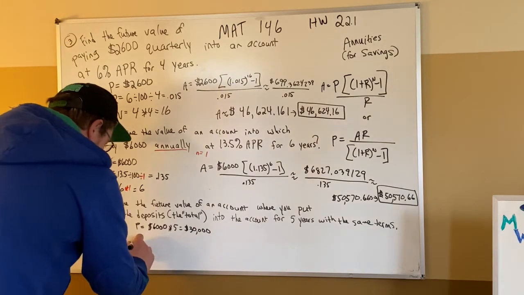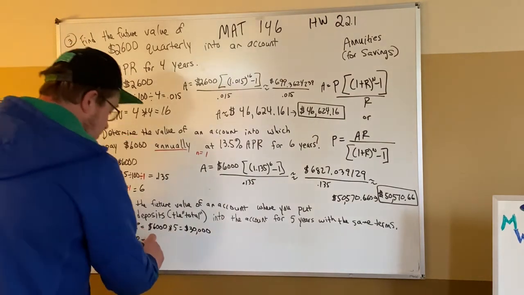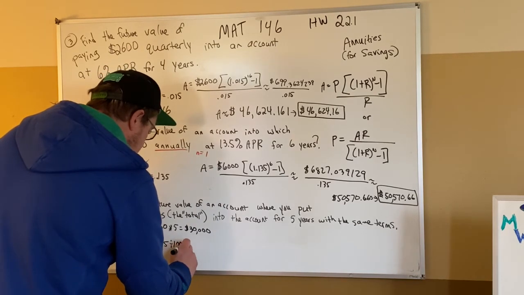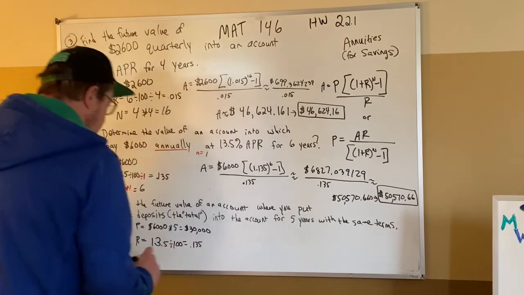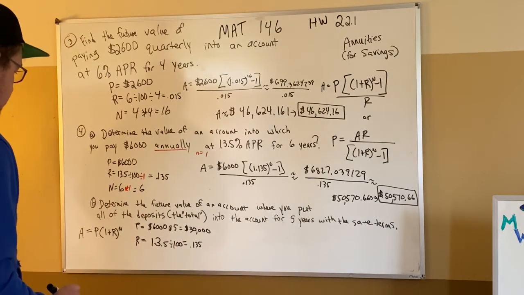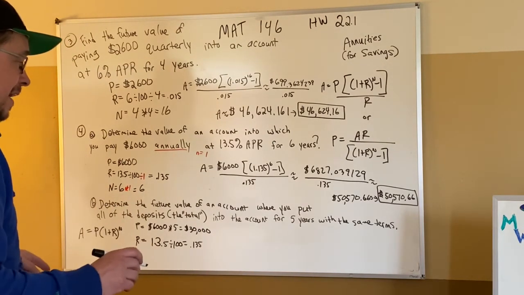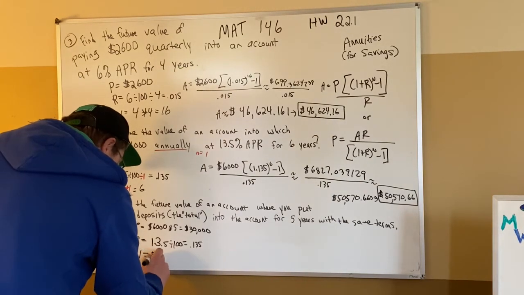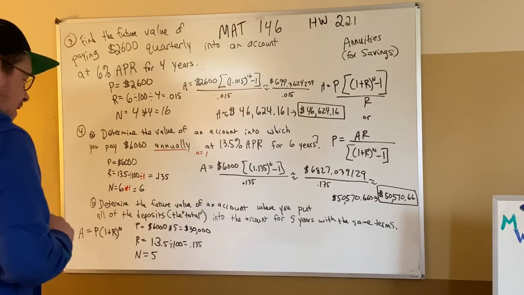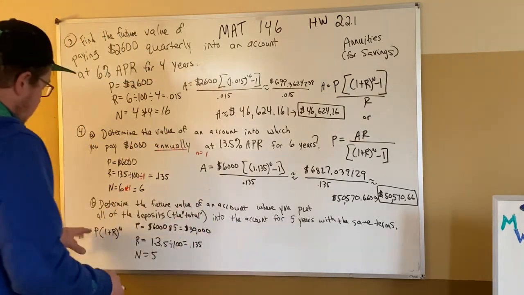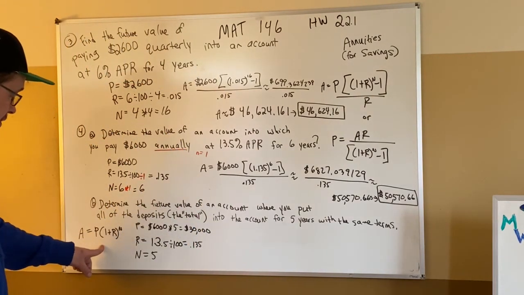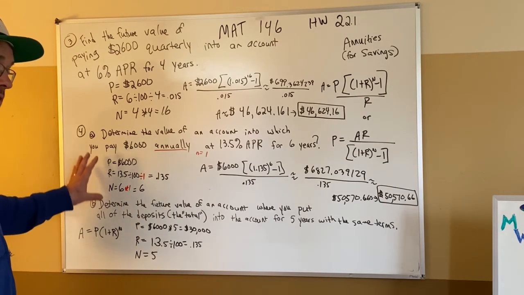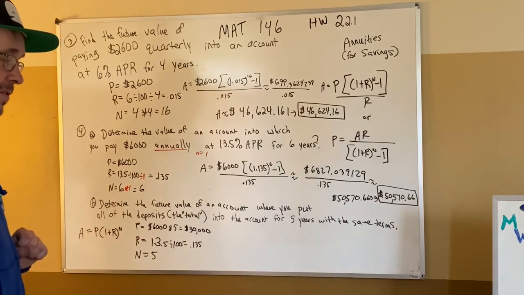R is going to remain the same for the same reason that it did before, 13.5 divided by 100. You're going to get 0.135 for your value for R. And now N is 5 years. You left it in for 5 years. You didn't leave it in for 6 years, but you left it in for 5 years. This is comparing a situation where you have compound interest of one big deposit with an annuity, where the interest rates are the same. That's 6 years, that's 5 years.